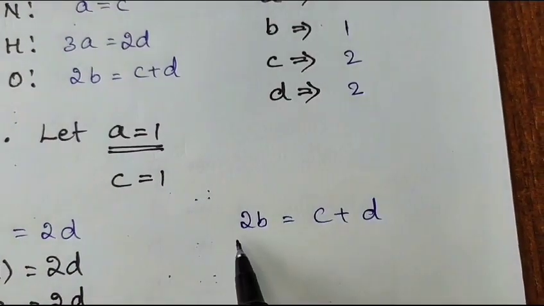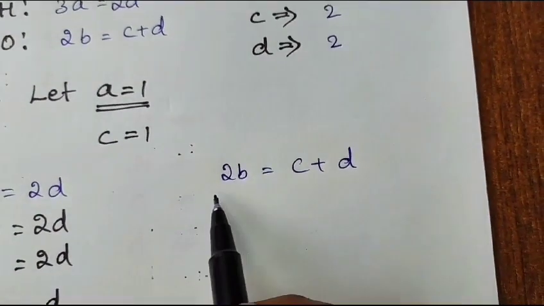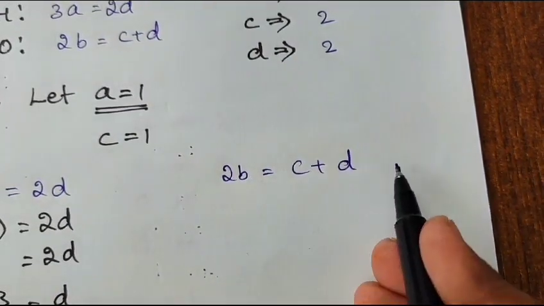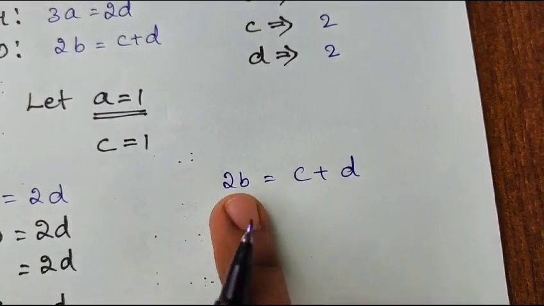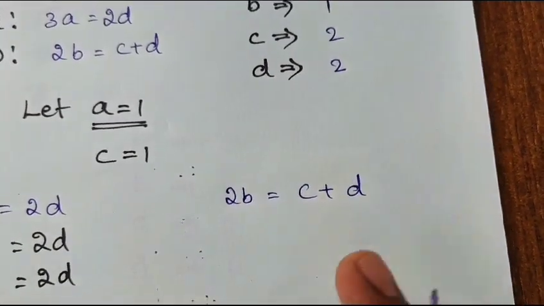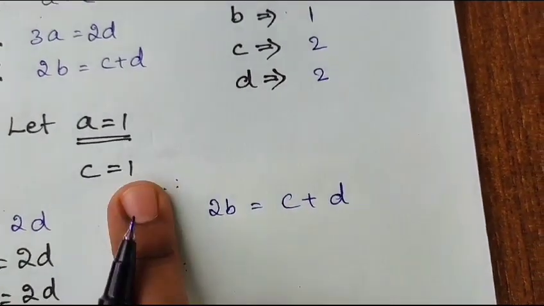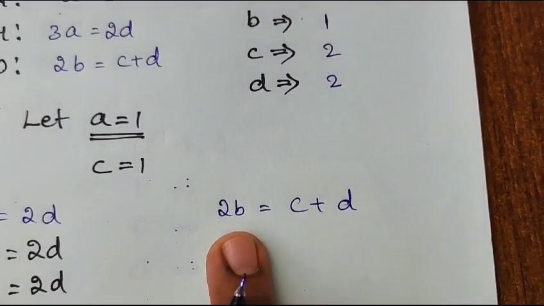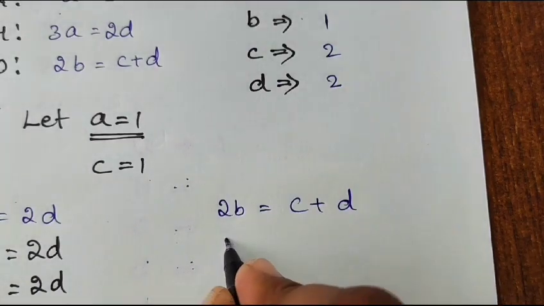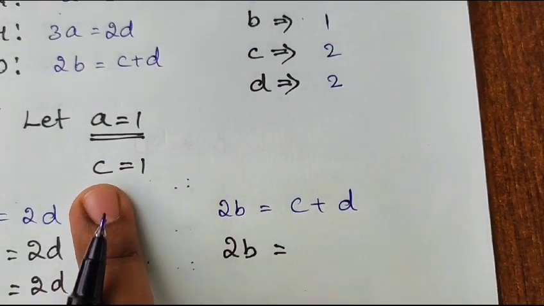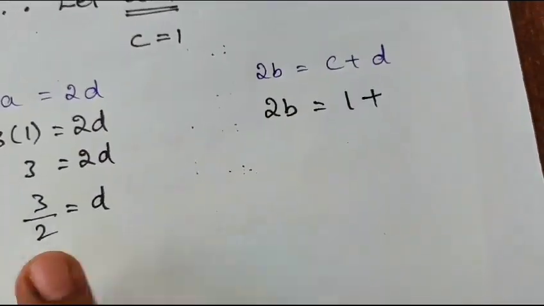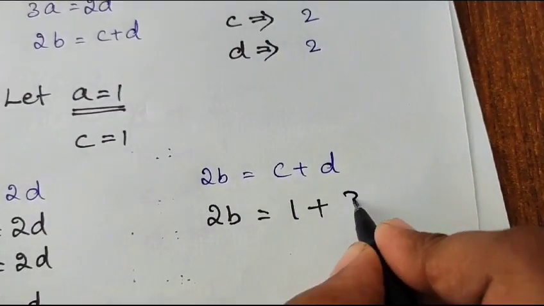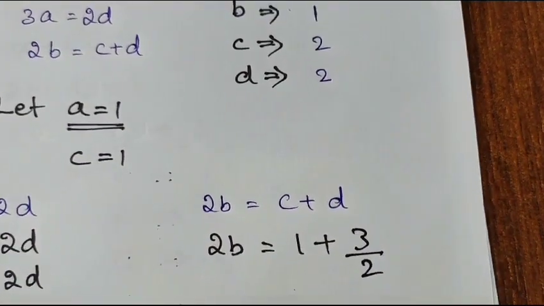At the same time, we can go and solve this one. That is 2B is equal to 3 plus C plus D, that is, 2B is equal to C plus D. Here we need to find out the value of B. We know the value of C here, that is 1, and the D we have recently come across. So let us find out the value of B. That is 2B is equal to C, which is 1, plus D, which is 3 by 2.